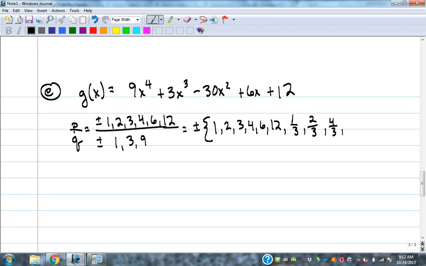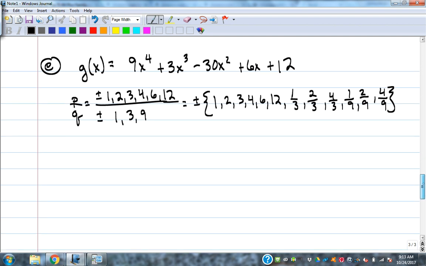Now divide them all by 9. 1/9, 2/9. 3 over 9 reduces to be 1/3. We've already got that. 4 over 9 doesn't reduce. 6 over 9 is 2/3. 12 over 9 is 4/3. So there's my P over Q list. So we know those are the possible numbers we could try in synthetic division or with the graph and see where it's crossing at. Okay.